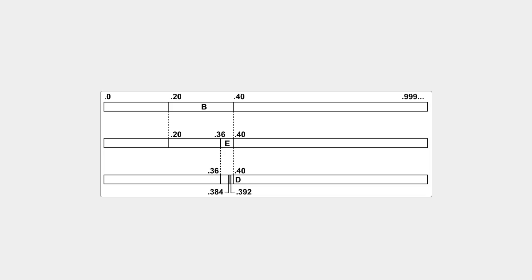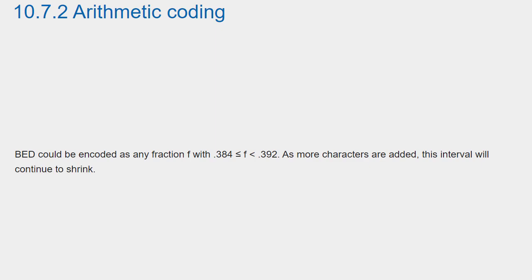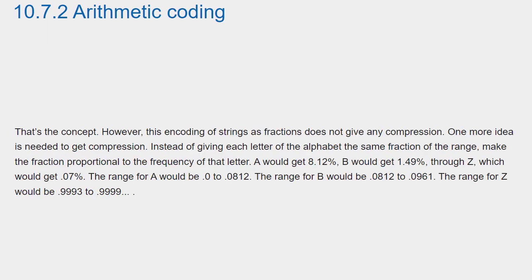To visualize this, let's use a miniature 5-letter alphabet, with A being 0 to 0.2, B from 0.2 to 0.4, C from 0.4 to 0.6, D from 0.6 to 0.8, and E from 0.8 to 0.999... Using this alphabet, let's encode the word bed. Bed could be encoded as any fraction f with 0.384 ≤ f < 0.392. As more characters are added, this interval will continue to shrink.